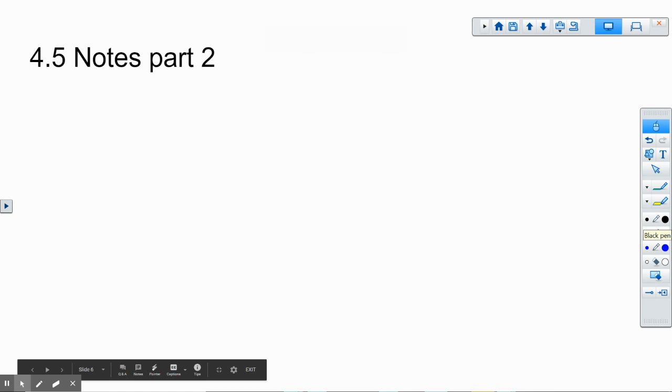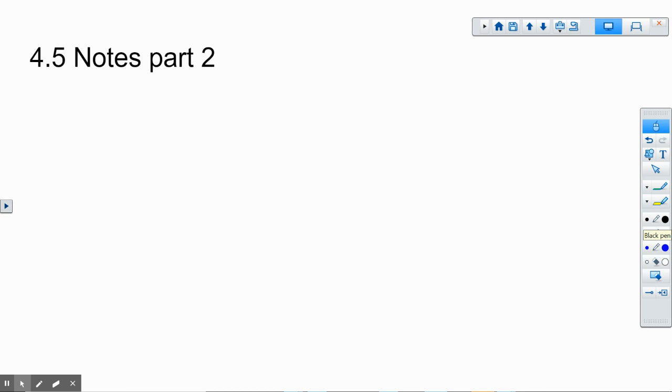Welcome to 4.5 notes part 2. This one has to do with the irrational conjugates theorem, which will help us with what we were doing with solving, I think.